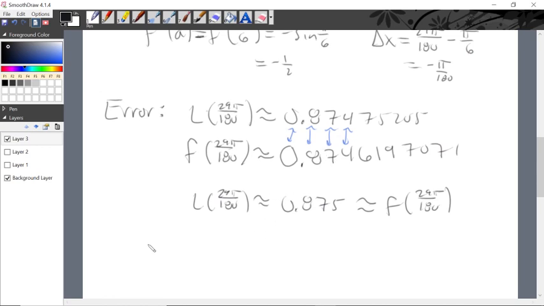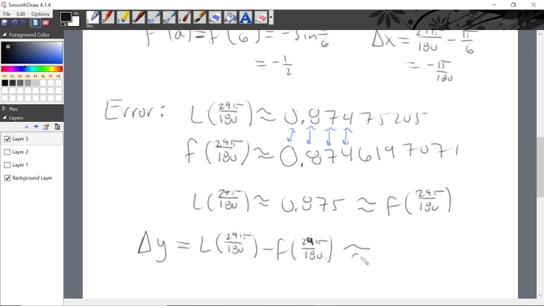What's the amount of the error? The error would be a delta y. Okay, so delta y can be found by taking L of 29 pi over 180 minus F of 29 pi over 180. And remember, this is going to tell us the magnitude of the error, but also whether we have an overestimate or an underestimate.